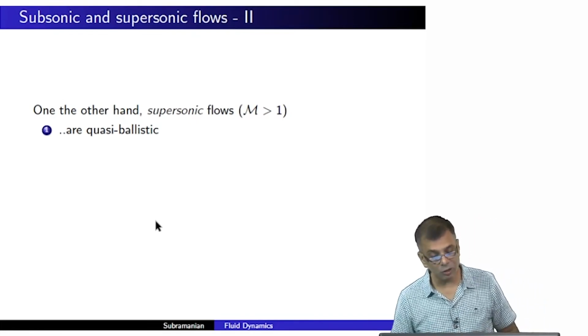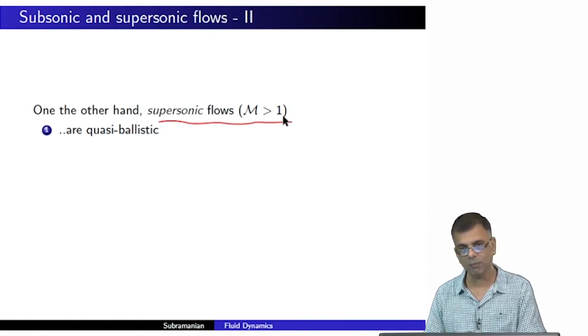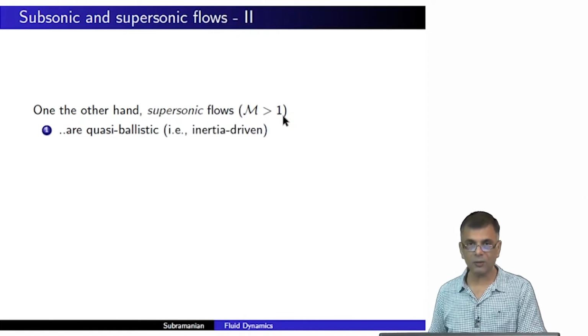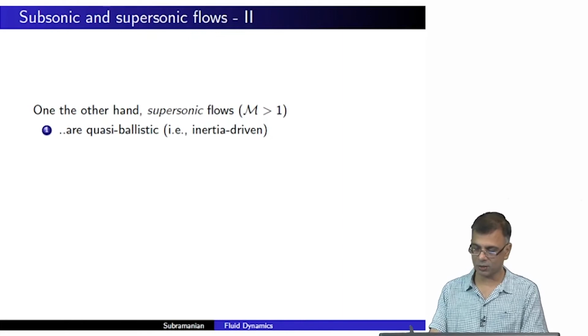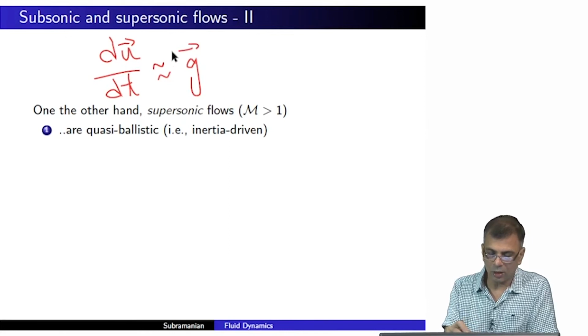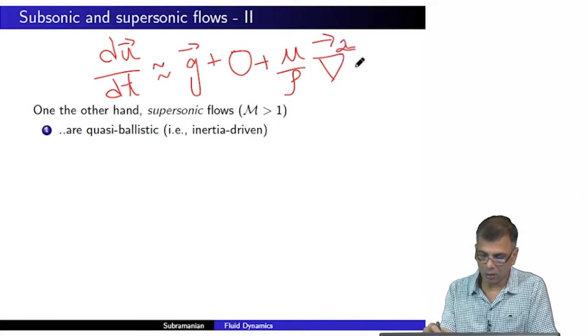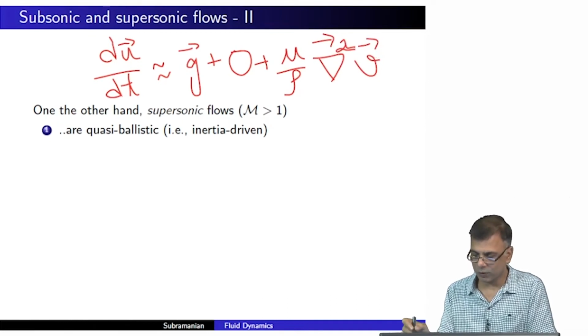On the other hand, supersonic flows for which Mach number is greater than 1 are essentially quasi-ballistic. In other words, they are inertia driven. Again, a no-brainer, right? So, what happens is the third term is not that important in this case. You simply write du/dt equals g. The second term, the pressure gradient term, is almost equal to 0, and then you of course have the viscous term, which for the time being we will ignore, right.